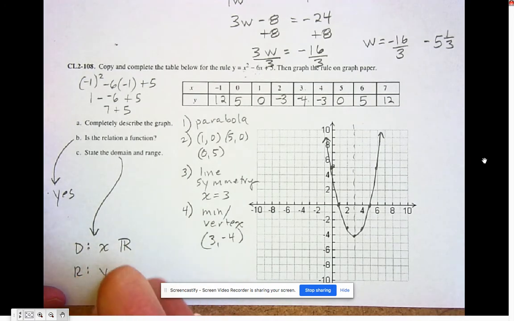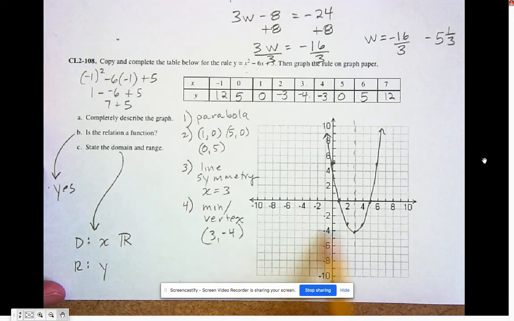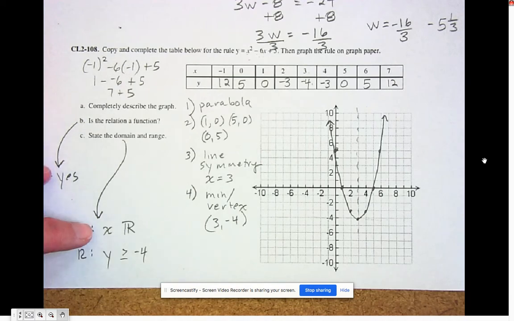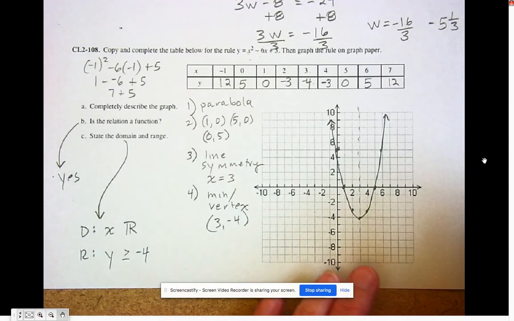Okay, how about the range? Let's see, what can y be? y has to be greater than or equal to negative 4. So x could be anything, but y has to be greater than or equal to negative 4.